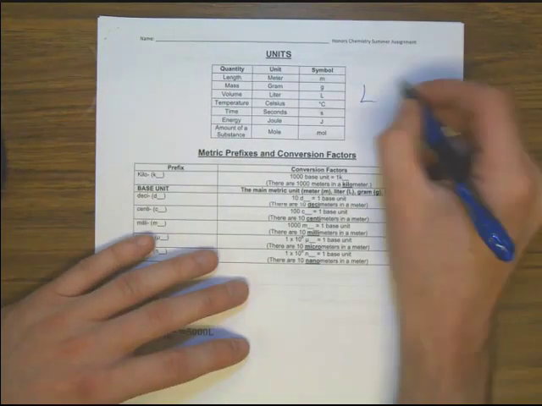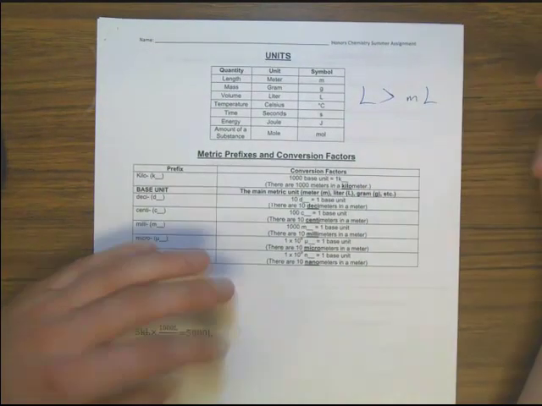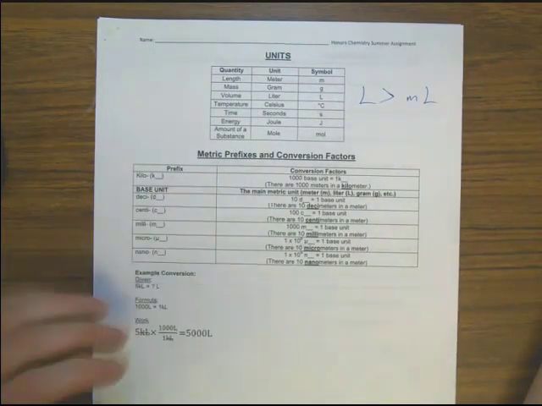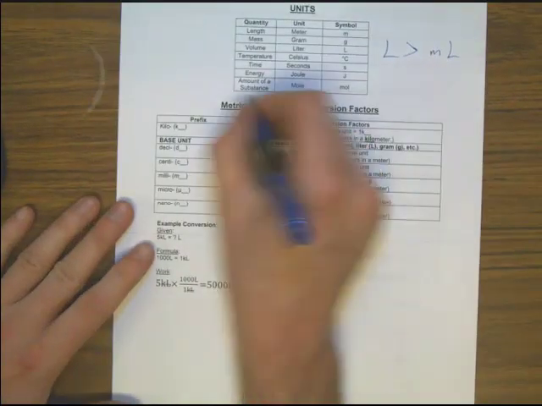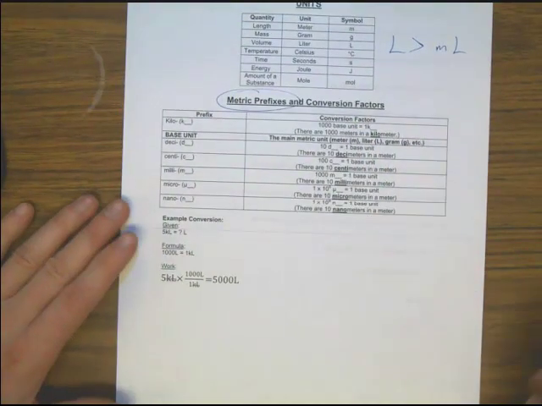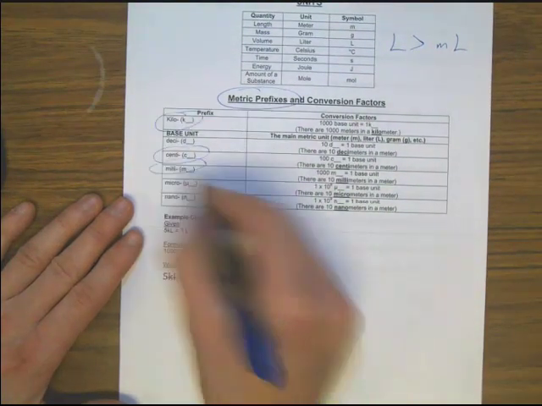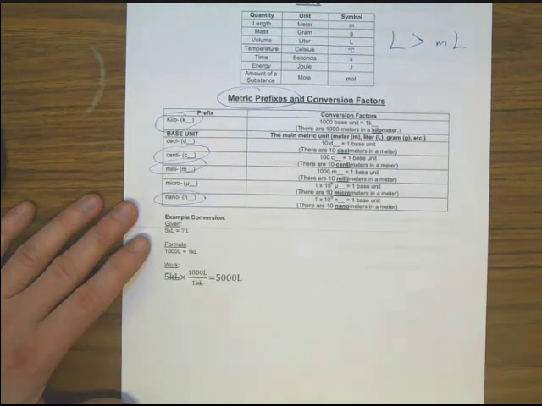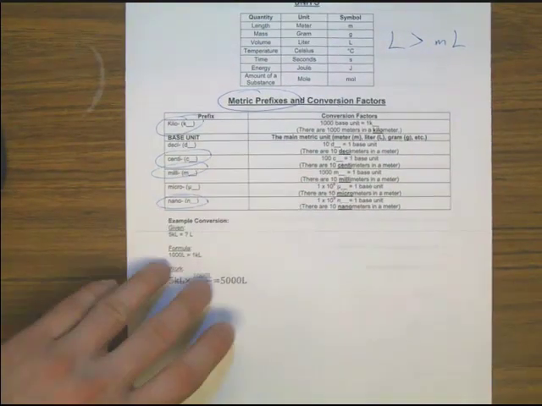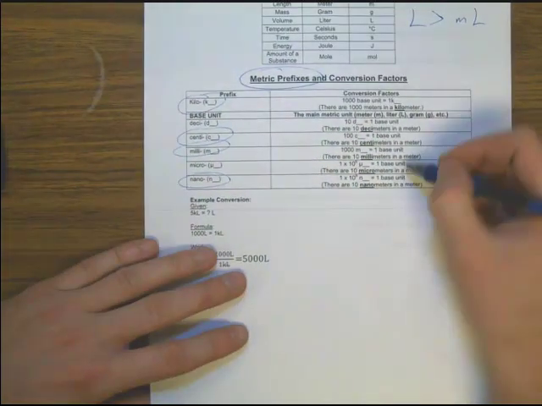Obviously, 1 liter is greater in size than 1 milliliter, and hence how we have to use these metric prefixes below. The ones that we're going to be working with in this class are primarily kilo, centi, milli, and occasionally nano. Alright, now I'm going to show you how to do a problem where you have to use these different conversion factors.